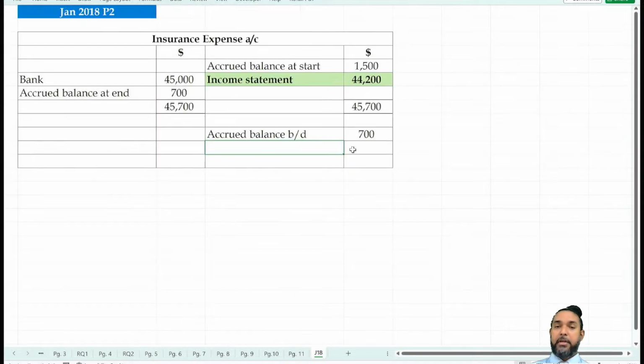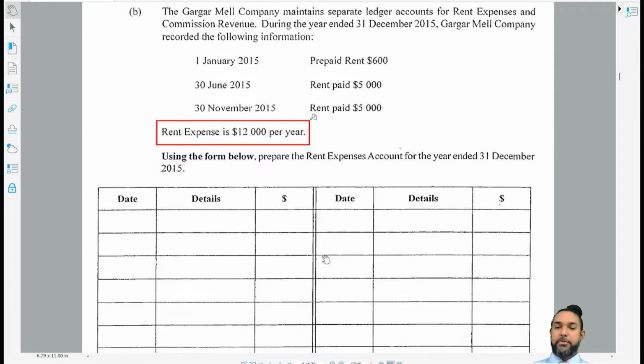So what I want you to do here, sorry, not this one. Yeah, what I want you to do here is, now you don't have to put it at the top, you can put it wherever. So I would say put it at the top, right? So you put in 31st December, you put in income statement, and you put in 12,000. All right.